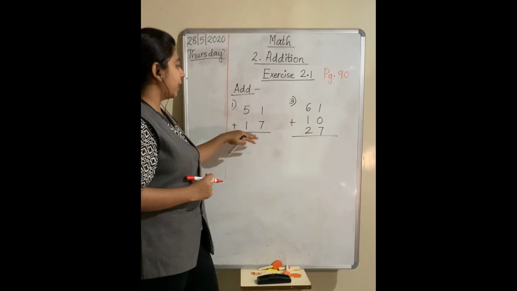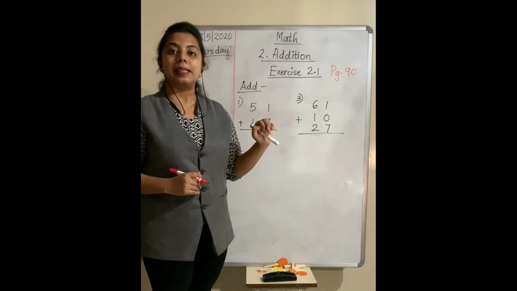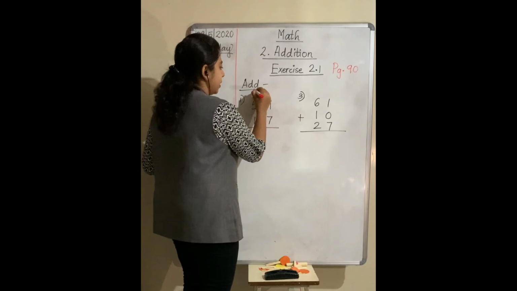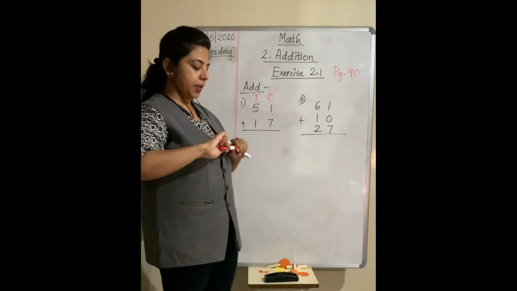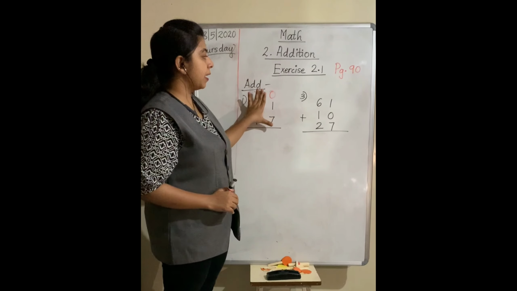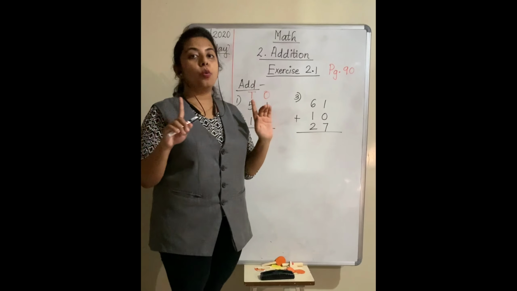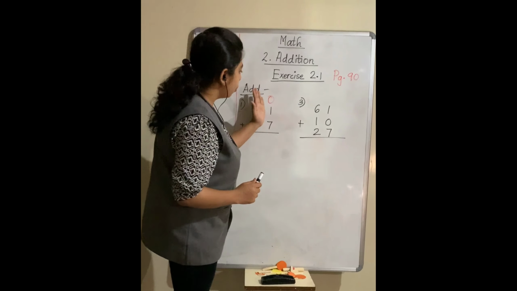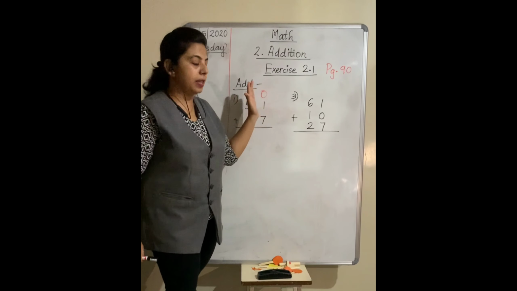So let's look at the first sum. Here we have 51 plus 17. Now the first thing we are going to do is write tens and ones. Now first we are going to solve only the ones place. I hope you remember what I told you in the last video or the last period. So we are going to first only add up the ones place.